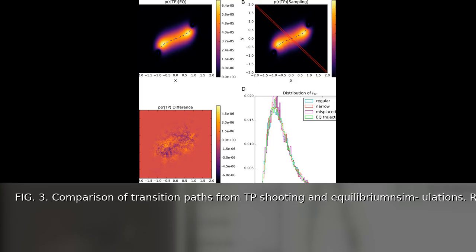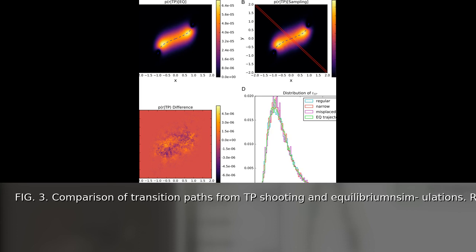Panel C plots the difference between these probability densities, revealing minimal deviations, which the authors interpret as excellent agreement between shooting-based and equilibrium sampling methods. This conclusion is quantitatively supported by low Kullback-Leibler divergence values ranging from around 0.0019 to 0.0038, indicating nearly identical statistical distributions. Finally, Panel D displays normalized histograms of transition times, P of TTP, also showing consistent results from both approaches.